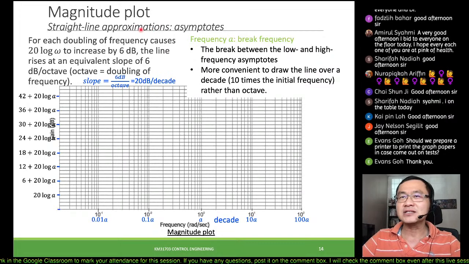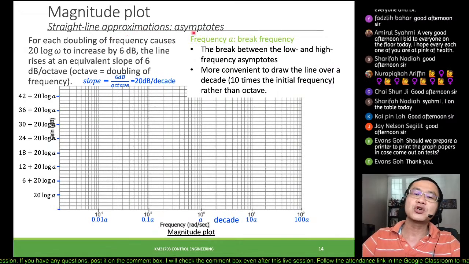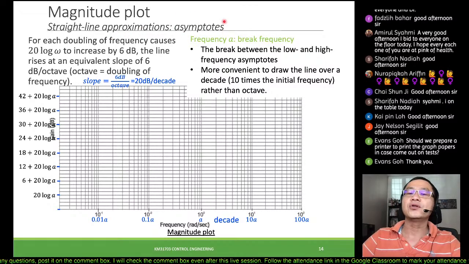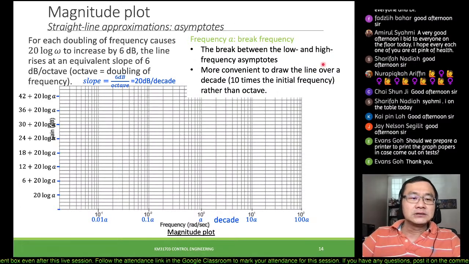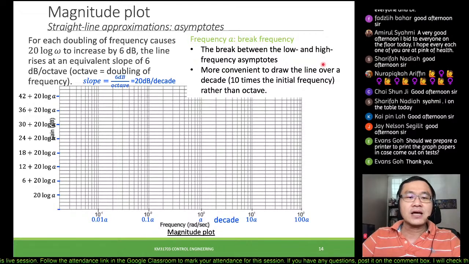Again, just keep reminding you, what we did now is just an approximation, and this straight line approximation we call asymptote. We will call that line the asymptotes line, or asymptotes. So here, as we start on, we will start with this.